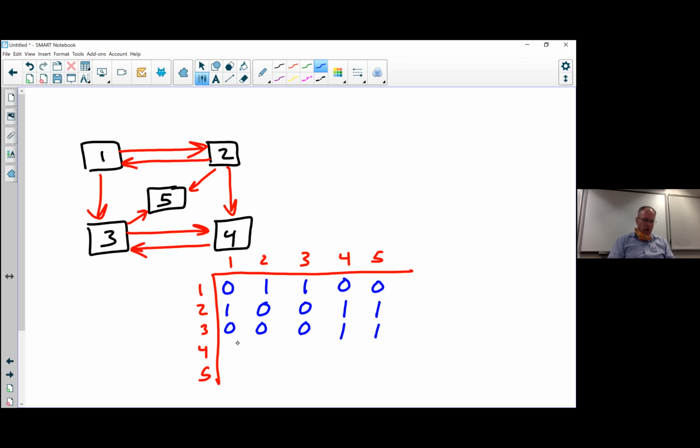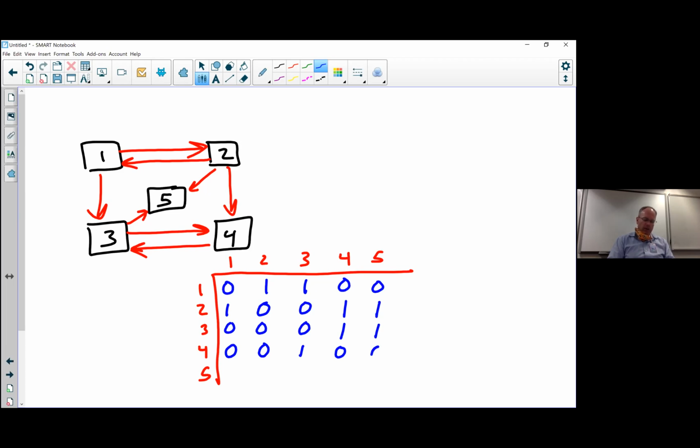Then we go to office 4. Can office 4 deliver to office 1? Can office 4 deliver to office 2? Nope. The arrow goes the other way, right? Can office 4 deliver to office 3? Can office 4 deliver to themselves? Nope. Can office 4 deliver to 5?